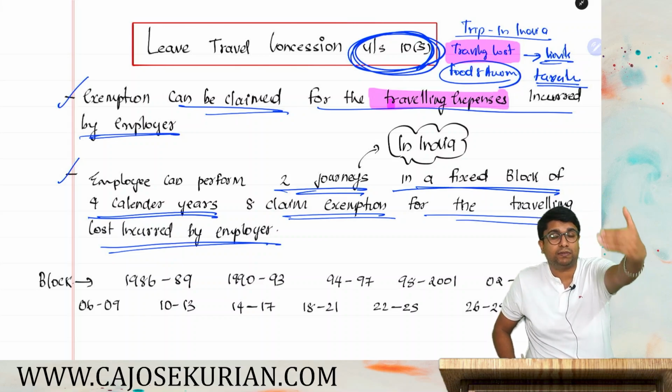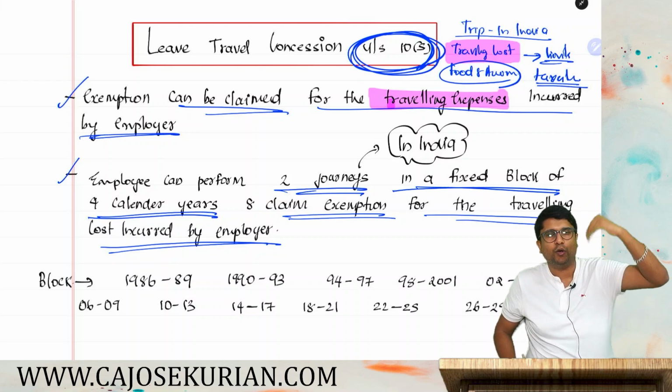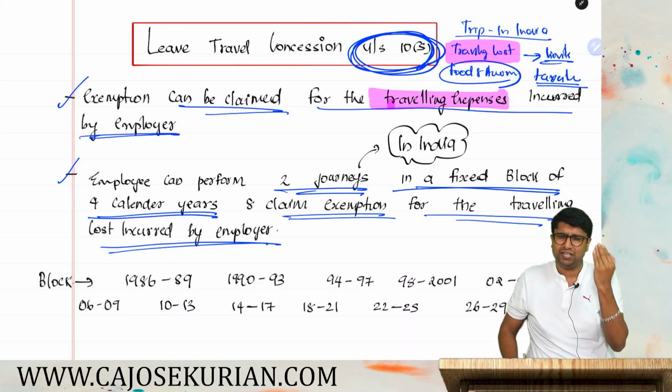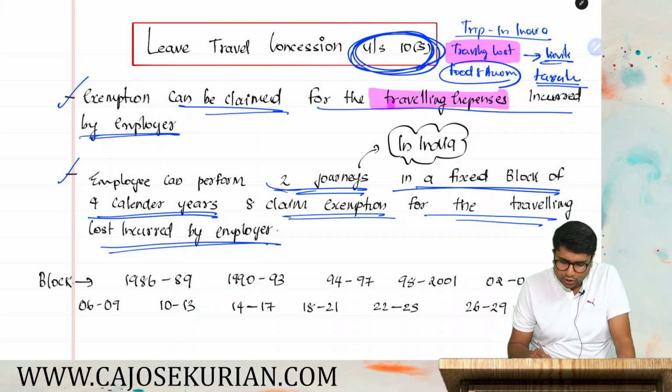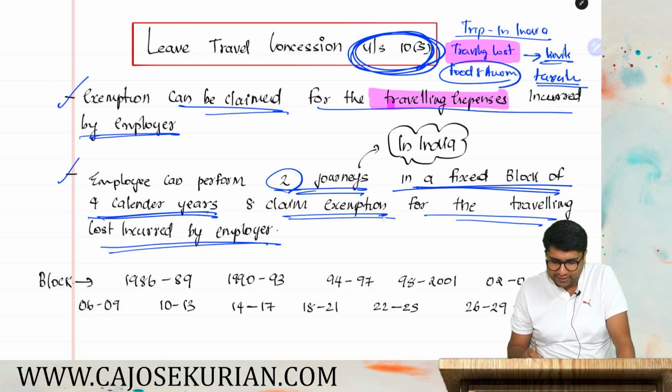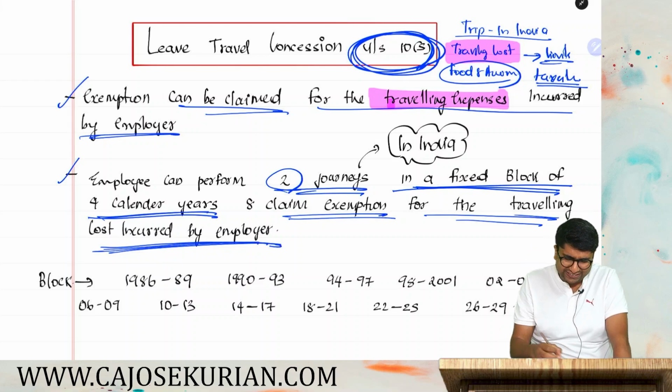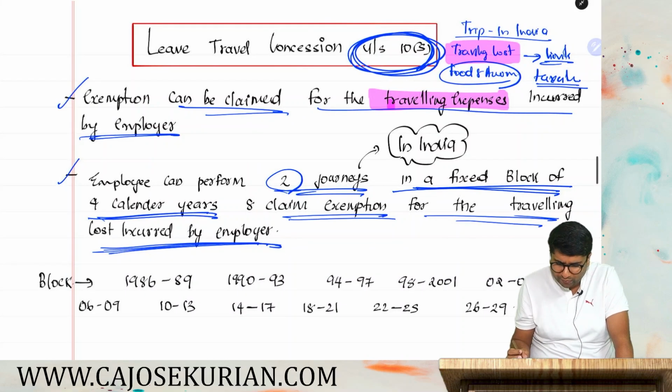That too, that travel has to happen within India. If you are going abroad, you are not eligible for any exemption. That full traveling cost shall be fully taxable. So, an employee can perform 2 journeys in India in a fixed block of 4 calendar years and claim exemption for the traveling cost incurred by the employer. And what is this fixed block? What do you mean by the fixed block of 4 calendar years?